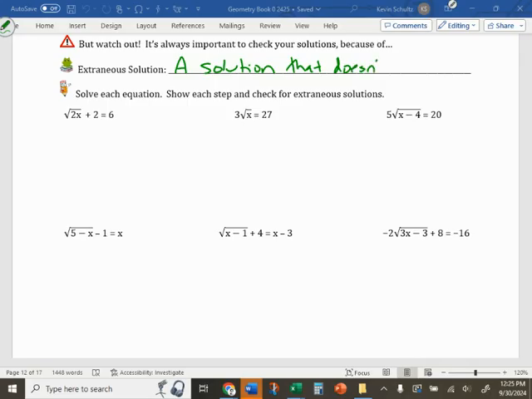An extraneous solution is a solution that doesn't actually work. How is it? Good question. We will take a look at some examples of how that happened and what to watch for here. But an extraneous solution is a solution that doesn't actually work. You do the math, you get the answers, but then you plug it in and it doesn't actually make the equation true.